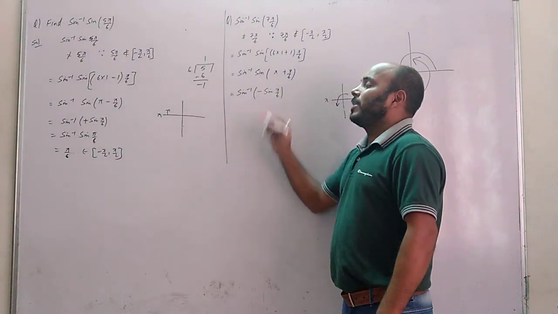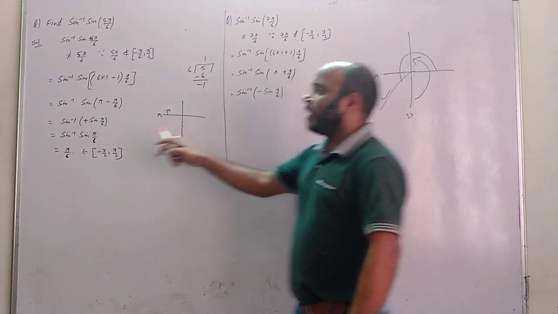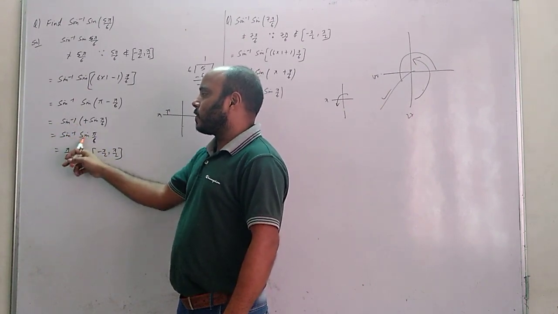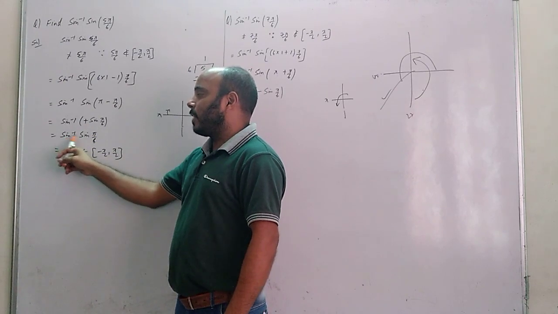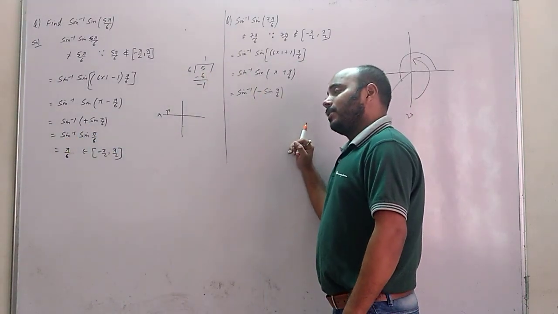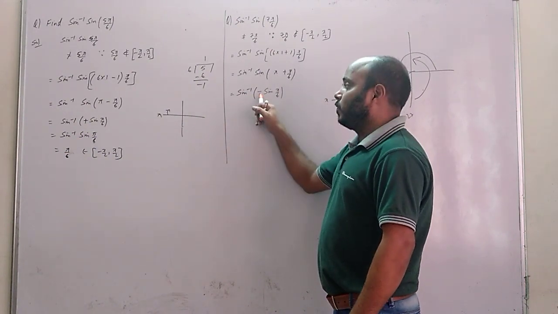Now what to do with this minus sign? Because now I cannot apply the formula. Earlier we could apply the formula because we had plus. Plus means nothing, sine inverse of sine pi by 6. Here, for the formula to apply directly, it must be sine inverse of sine x, but here sine inverse of minus sine x is coming. Understood? So we cannot apply the formula here. We have to remove this minus.